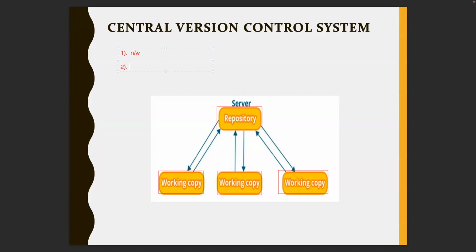The second one is, if for some reason this remote or central server crashes, let's say, chances of recovery are less because it works like a single source of truth, right? So chances of recovery are very less. If somehow the central server is gone or lost, that's all, your changes are gone, right?